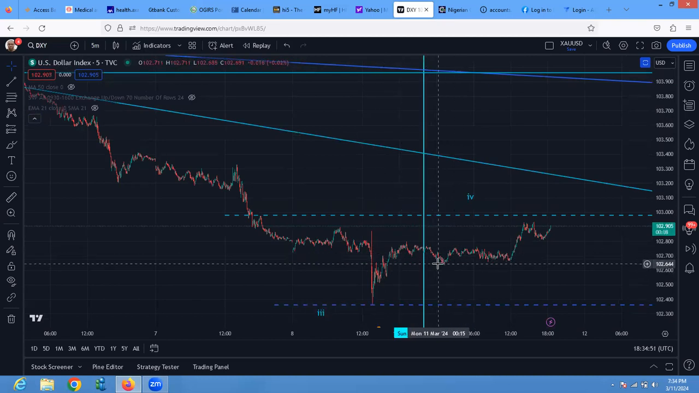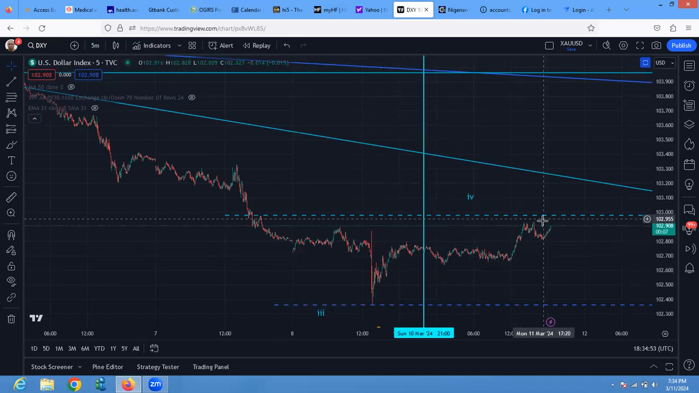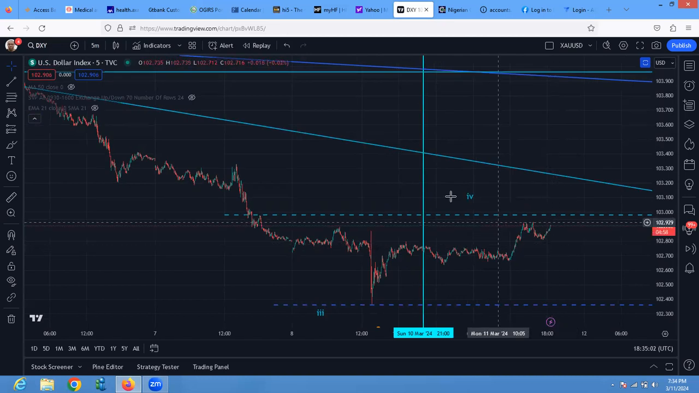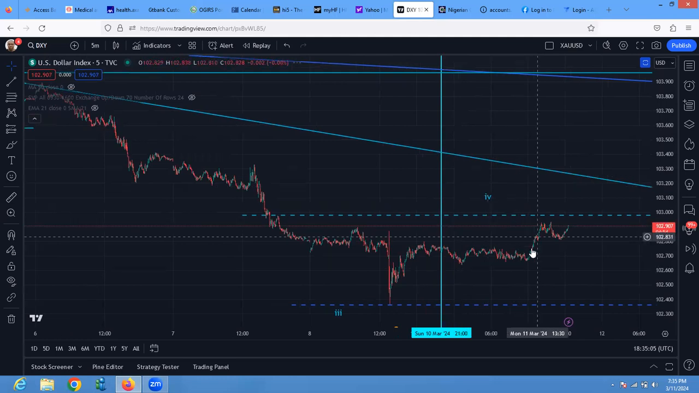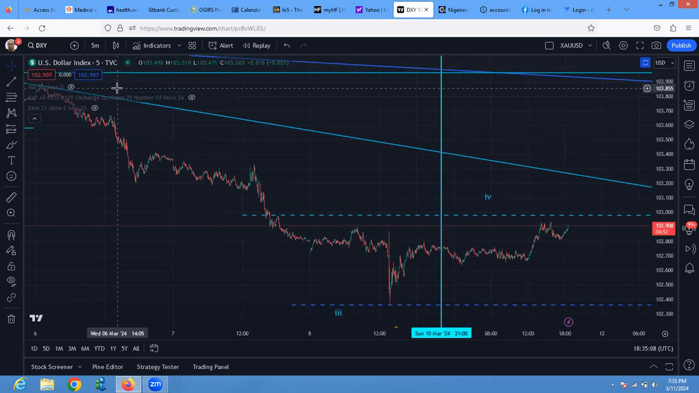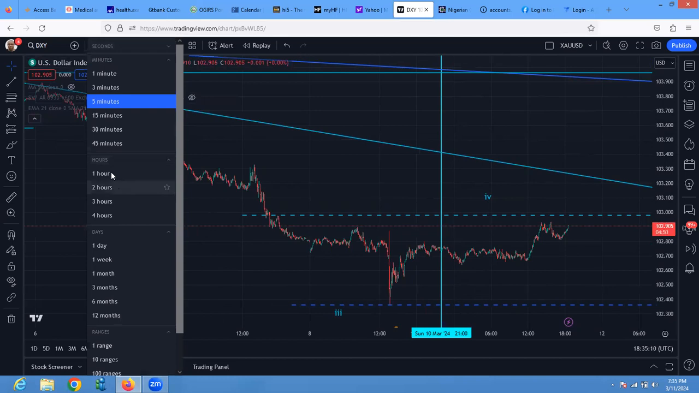That is what I can see here. We may not break this top, or we should cap it to make a 4, a 5, and go down. But let's see what we can see here. On a 1 minute time frame, let's look inside of this wave and see what we can see.